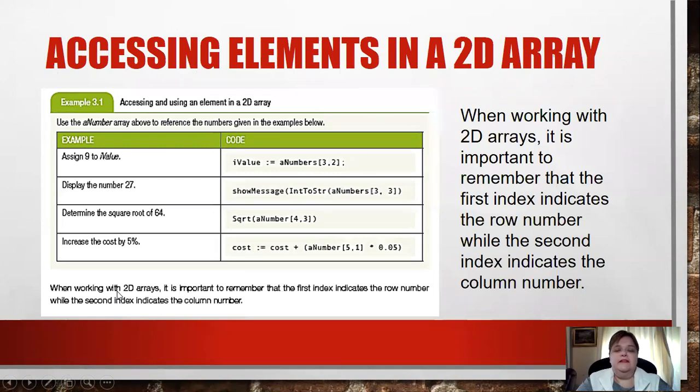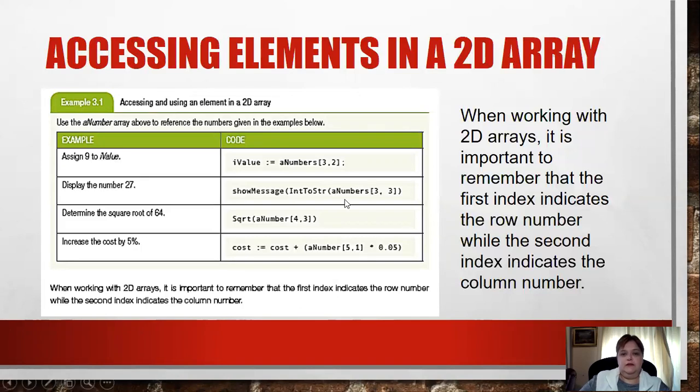Now, accessing elements in a 2D array. Use the A number array above to reference the numbers given in the example. The example says assign 9 to a value. The code would then be, because remember, the second number is like the power, to get to 9, my row will be 3 and the column is going to be 2, so 3 to the power of 2. Here they say display the number 27.